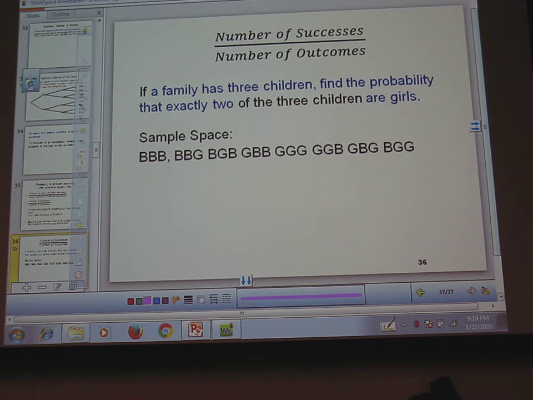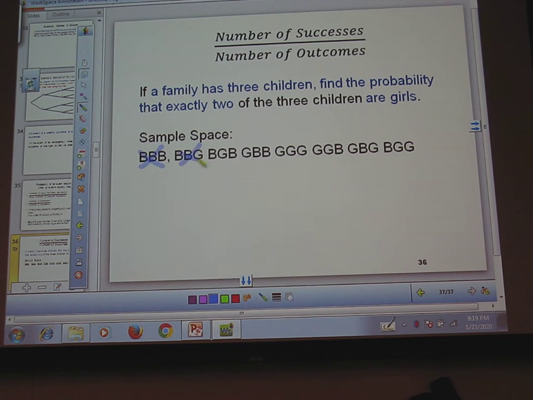Okay, what'd you guys get? 3 out of 8. All right, so let's take on the first one. Is the first one exactly 2 girls? No. Next one? No. This one? No. How about this one? No. How about that one? No. Not exactly 2. How about this one? Yes. This one? Yes. This one? Yes. So 3 out of 8. Good? All right.